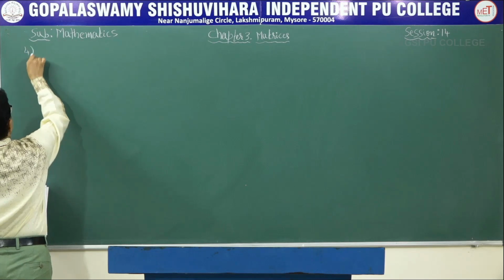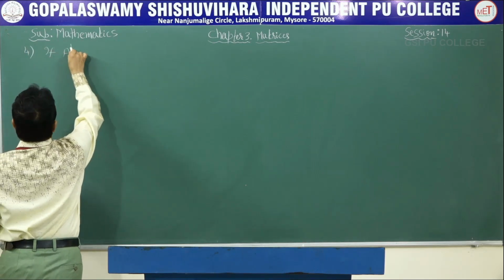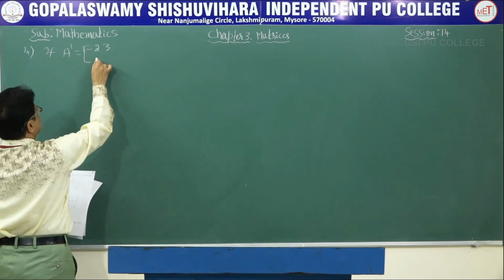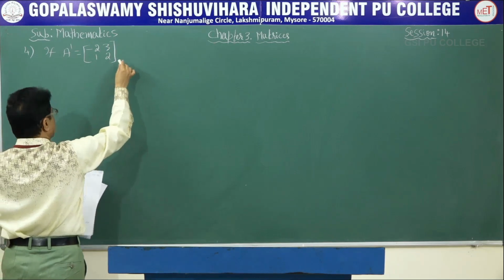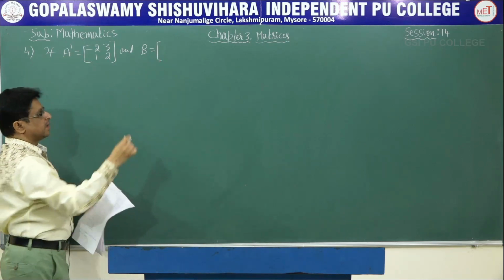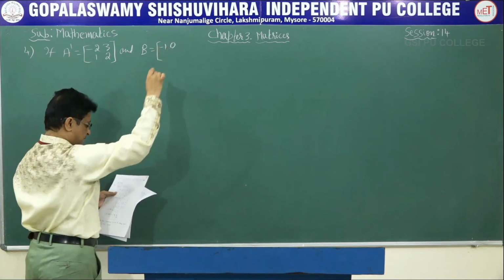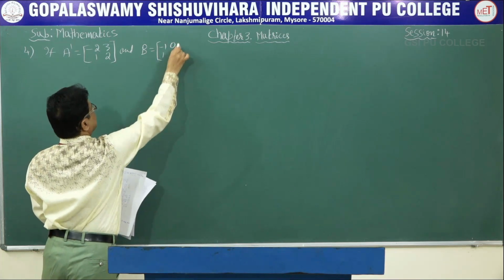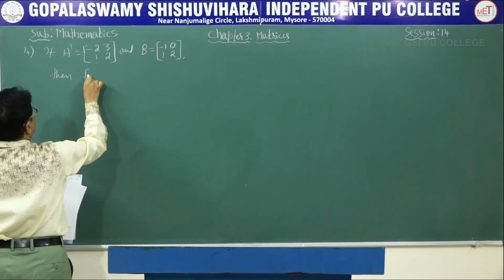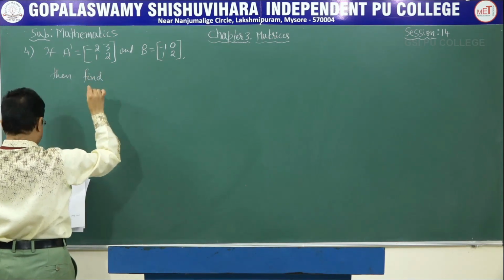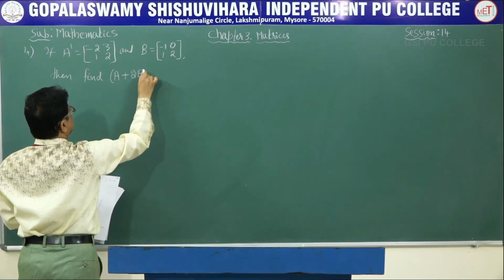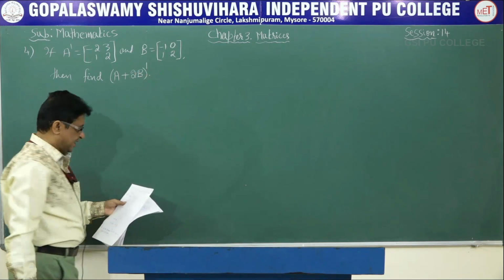So next problem, if A' equals [-2 3; 1 2] and B equals [-1 0; 1 2], then find (A + 2B)'.